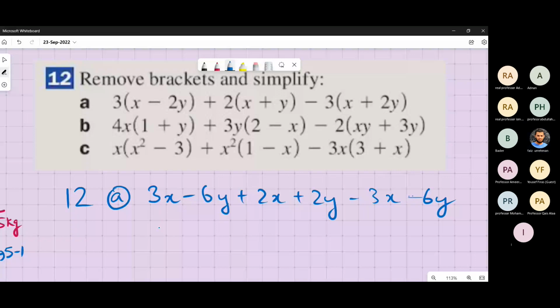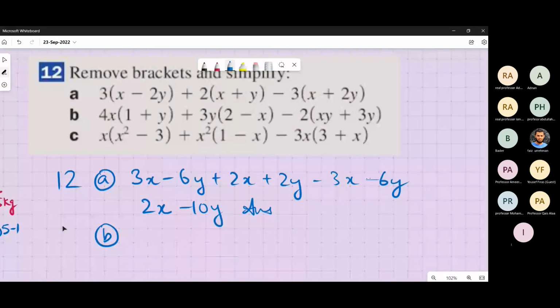Easy, I can solve it. Minus 10. Okay, first one. So this is easy but long. Second one, should I solve or wait for you? No, wait. Do you understand?